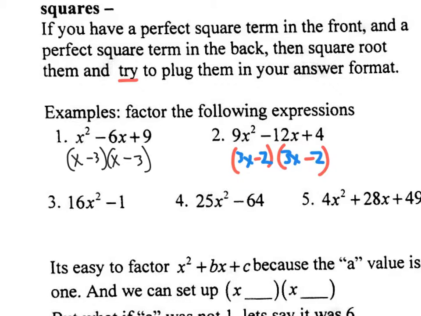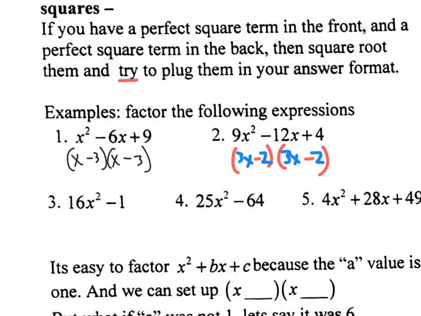Okay? Now the reason why I say try is because you still need to double check and make sure that it works. So if you did distribute 3x times 3x, it does give you 9x squared. 3x times -2 gives you -6x, and the -2 times 3x also gives you a -6x, which does give you the -12x. So all of these are going to work, obviously, because I picked these to work using this shortcut method of factoring, where you take the square root of the first one, take the square root of the last one, and then you plug it into your answer format and think about the signs.